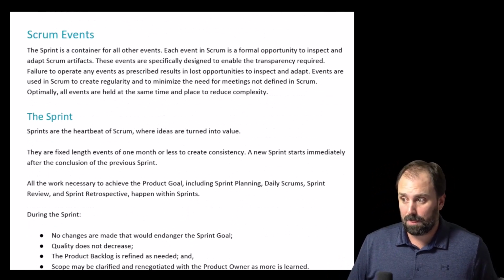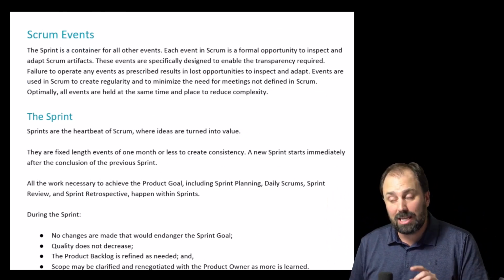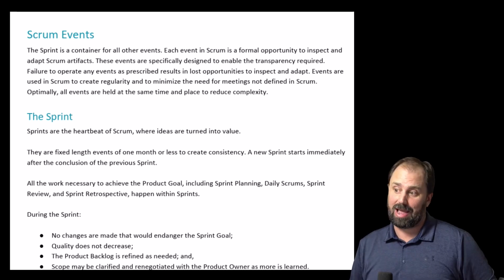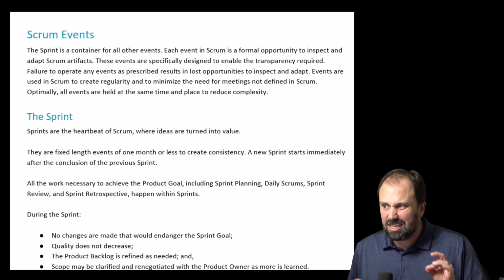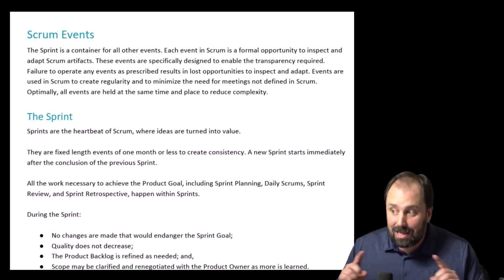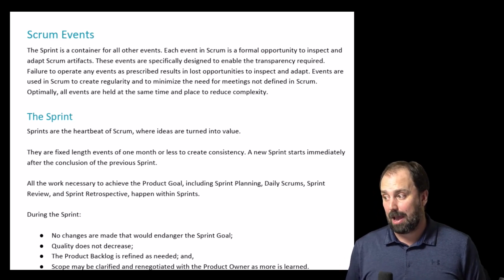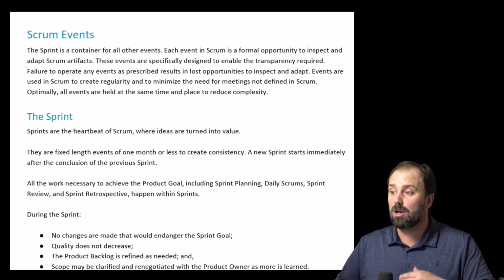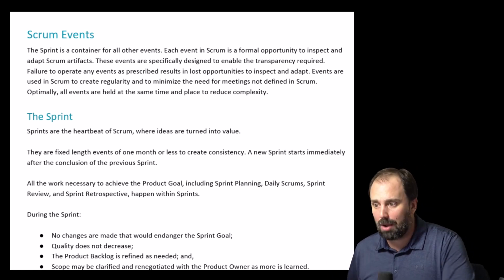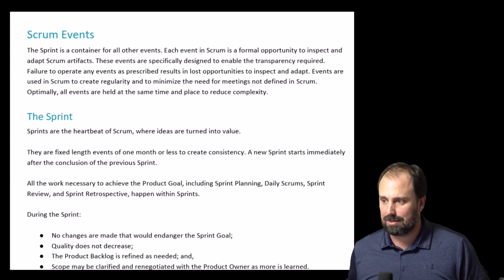Scrum events. The sprint is a container for all other events. Each event in Scrum is a formal opportunity to inspect and adapt Scrum artifacts. These events are specifically designed to enable the transparency required. Failure to operate any event as prescribed results in lost opportunities to inspect and adapt. Events are used in Scrum to create regularity and to minimize the need for meetings not defined in Scrum. Optimally, all events are held at the same time and place to reduce complexity.